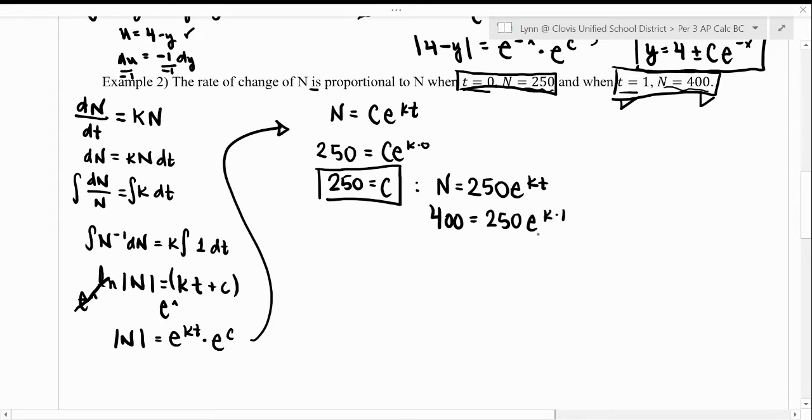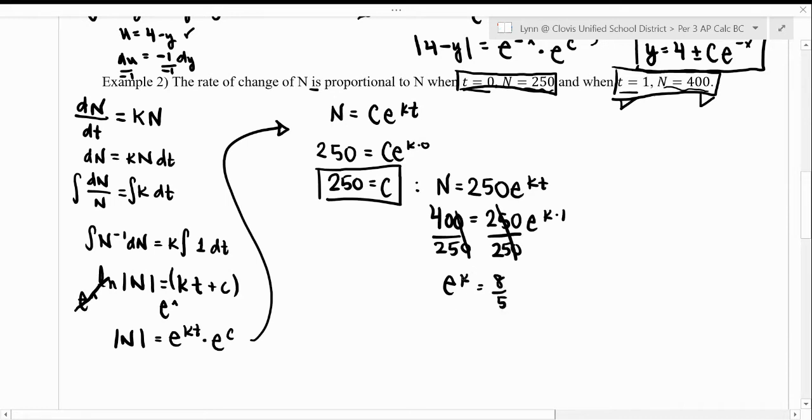Okay, so then now I'll just solve for k. So I'm going to divide both sides by 250. So I would have e to the k. Let me do a little reducing. So I'll divide out the 10, and then let's see, I can divide out 5, so 8/5.